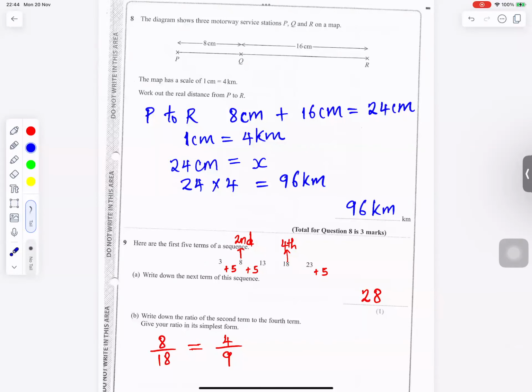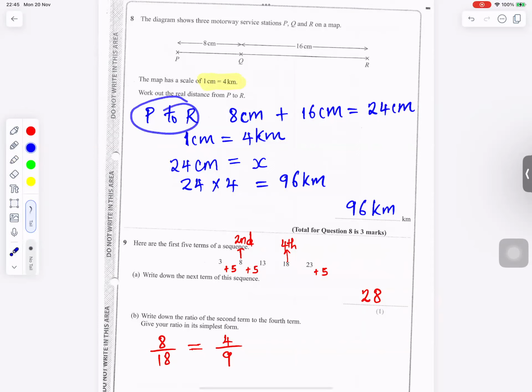Question number 8. The diagram shows 3 motorway service stations, P, Q, and R on a map. The map has a scale of 1 centimeter to 4 kilometers. Work out the real distance from P to Q. So we want to find the real distance from P to Q. 1 centimeter is 4 kilometers.